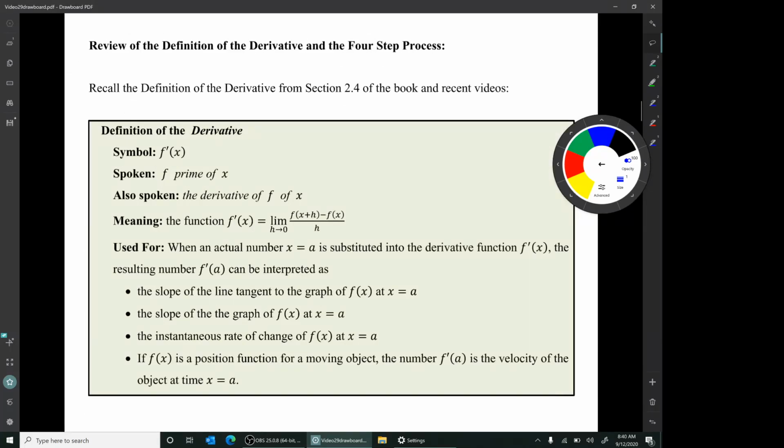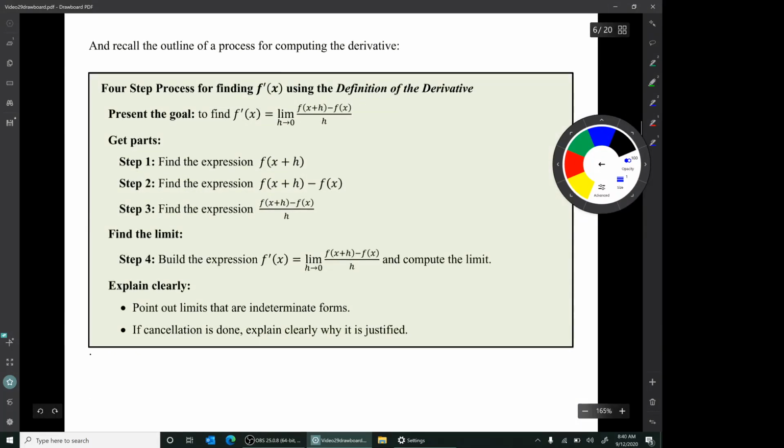Now, I want to discuss briefly the definition of the derivative and the four-step process from the last couple of videos. Remember that the symbol f prime of x is spoken the derivative of f of x, and it means this, the function you get when you do this limit. And we have, in the last couple of videos, been using the four-step process for finding f prime. It's this difficult process, messy, and takes a long time, but that's how we have found f prime of x.